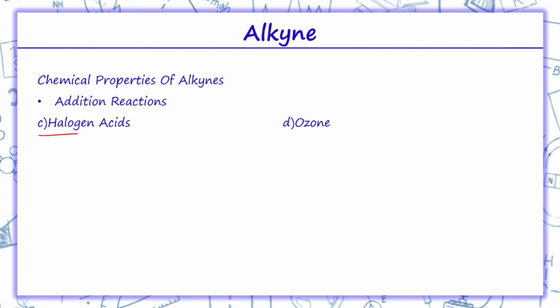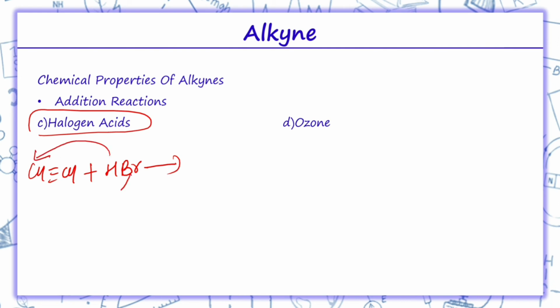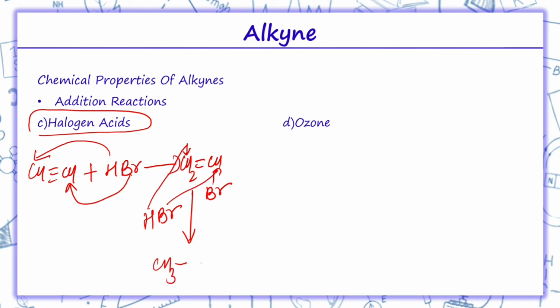Next addition reaction is addition of halogen acid, CH triple bond CH plus HBr. Here H will join with the first carbon and Br will join with the second carbon. Thus we will get CH2 double bond CHBr. Similarly, if HBr is added again, H will join over here, Br will join with the second carbon, and we will get CH3 CHBr2.